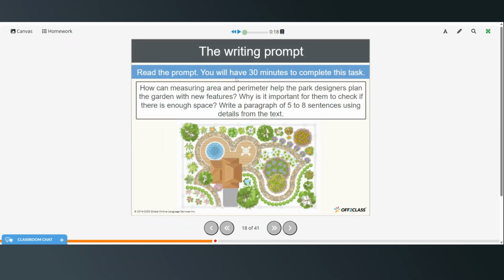Right, so read the prompt and you'll have 30 minutes to complete this task. How can measuring area and perimeter help the park designers plan the garden with new features? Why is it important for them to check if there is enough space? Write a paragraph of 5 to 8 sentences using details from the text.